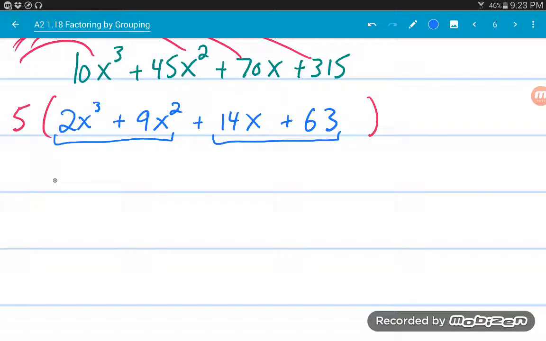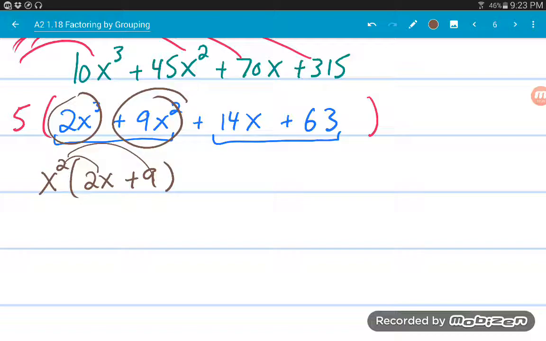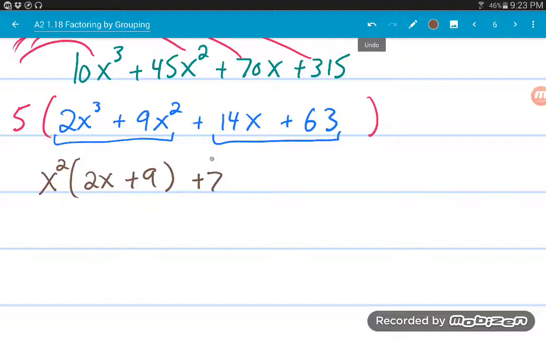A GCF from the first two is just going to be x squared. Let me change my colors so it doesn't all sort of blur together now. So I'm going to pull out an x squared, leaving me with 2x plus 9. Distribute in would give me back this and this. Check that multiplication yourself. On the right hand side, 14 and 63 are both divisible by 7. So I'm going to factor out a positive 7, positive because of that sign. And what I'm going to be left with is 2x plus 9.